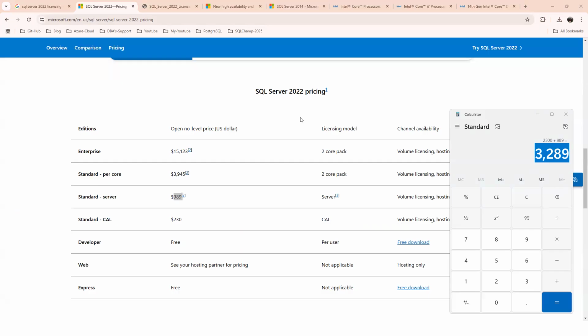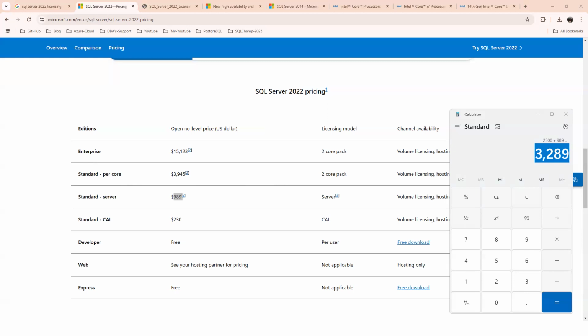Got it, everyone? How does the Server+CAL license work? Suppose we initially purchased the CAL license. Is there any possibility to upgrade to Enterprise Edition? Yes, you can upgrade afterwards, and I will show you how to upgrade the editions. Understood, everyone? Any doubts?